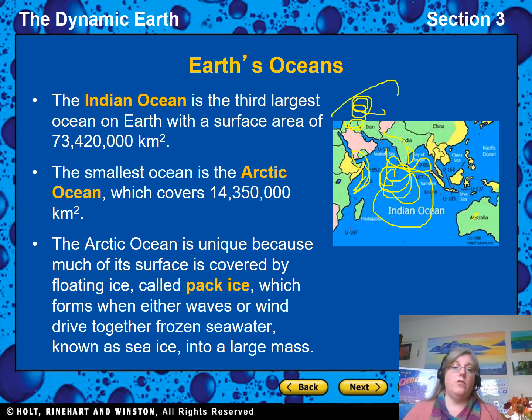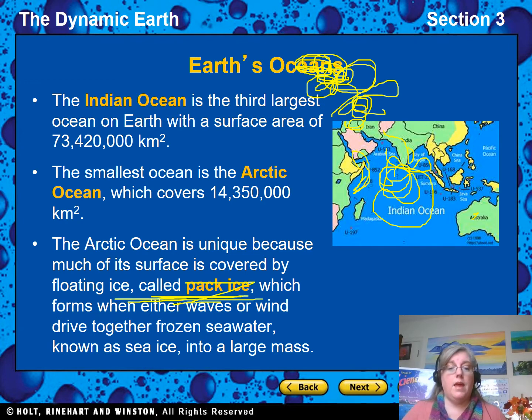The Arctic Ocean up here, up near Sweden. You remember Frozen? Up near Sweden and Finland, Northern Europe, Greenland, Iceland. That's the Arctic Ocean. It's the smallest. Most of it's covered up in pack ice, okay, floating ice, and winds and waves drive this frozen seawater together and puts it together in a large mass, so it's called pack ice.